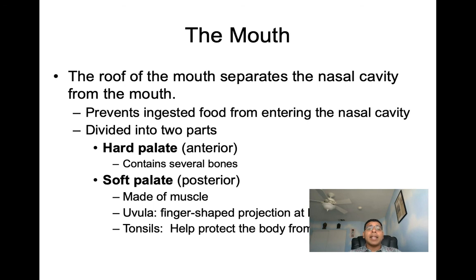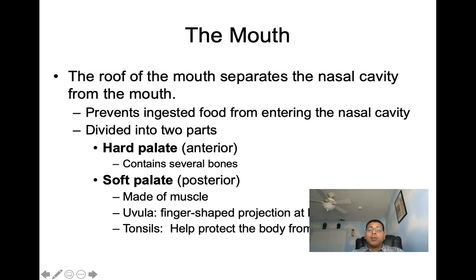The soft palate ends as the uvula. The uvula is going to be a finger-shaped or a pendulous structure, you can say. It's going to be found projecting at the back of the mouth. We also have our tonsils here. Our tonsils, they're going to help protect the body from infections. The soft palate ends as the uvula, which is going to be a finger-shaped projection. It's found at the back of the mouth.